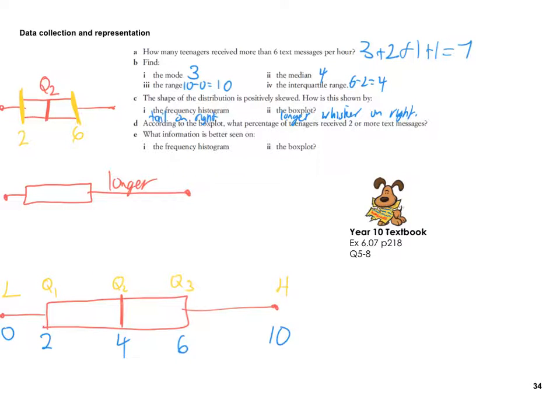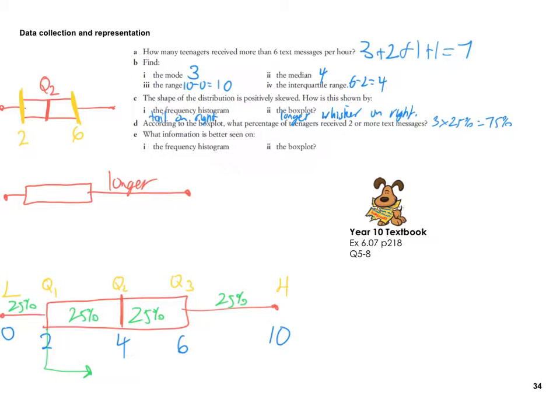So the question is, what percentage receive 2 or more? So that includes 2. So what percentage is from here onwards? Now remember, thinking back a couple lessons, there's 25% between lowest and Q1, 25% between Q1 and Q2, 25% between Q2 and Q3, and then 25% up here. Remember, quarter means 25%. So from here upwards, we have 3 lots of 25, which is 75%. So we can say 3 times 25%, which is 75%.